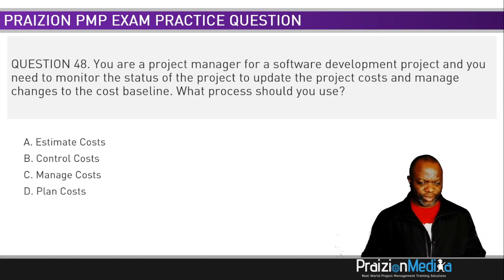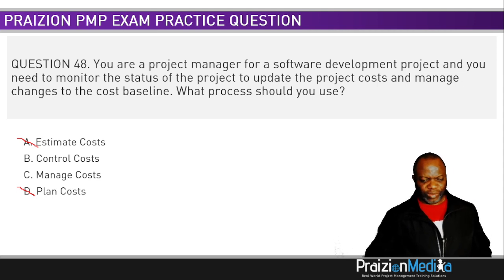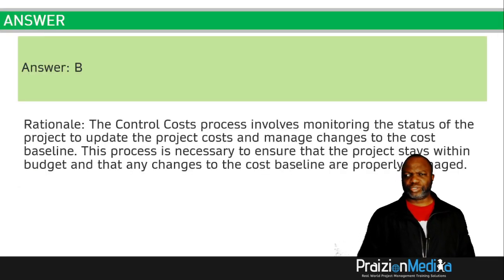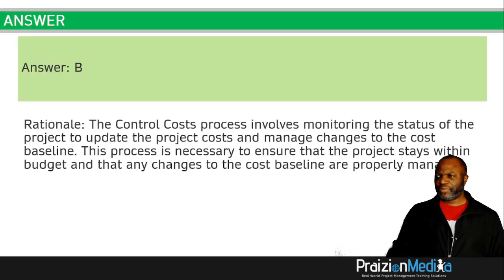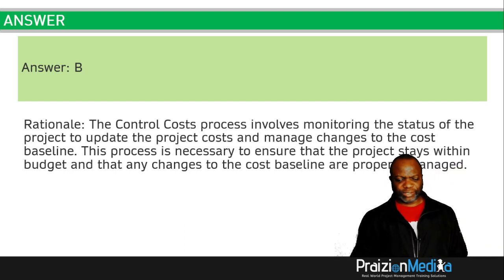So as usual, the process on the exam would be to cancel those right there on your screen to help you think through it. And C, manage cost, well, there's no such process. So we're going to get rid of that, and the best answer is B, control cost. This involves monitoring the status of the project to update the project cost and manage changes to the cost baseline.